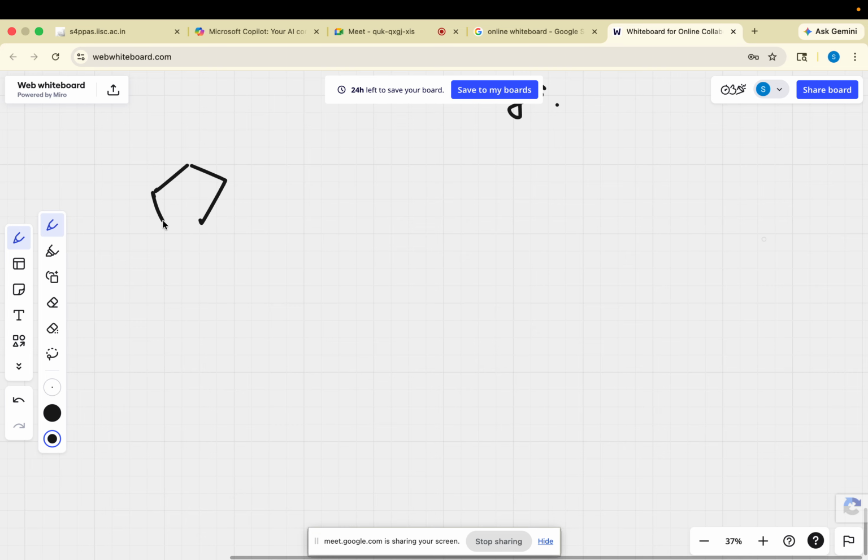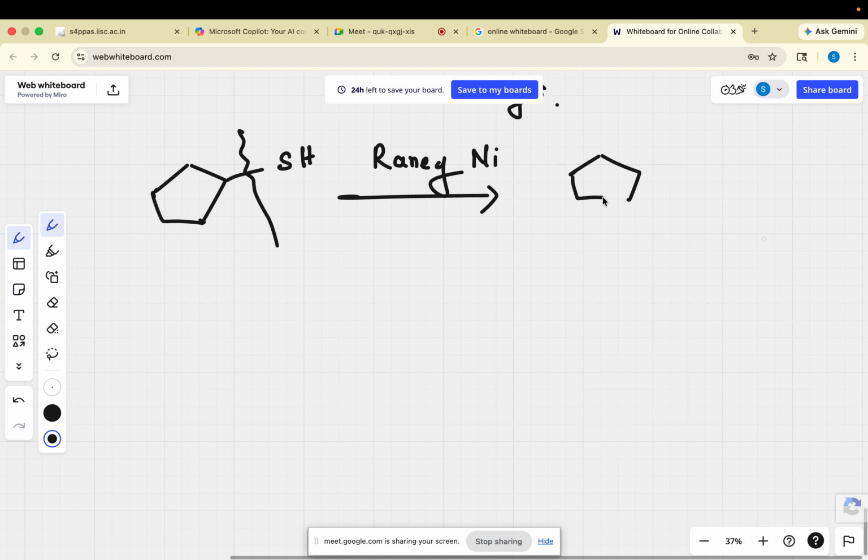Fine. Suppose you have this compound, and here I am using nickel. So what will happen? Hydrogenolysis of sulfur compounds, right? So this carbon-sulfur bond will break, and you will get this cyclopentane compound. Clear?